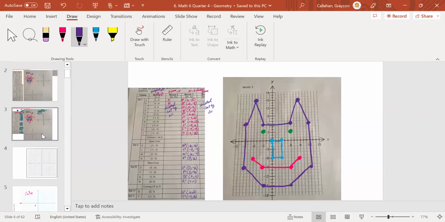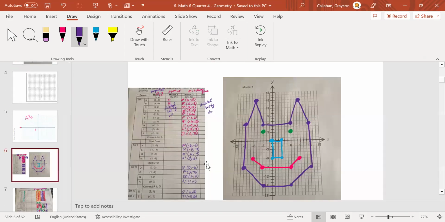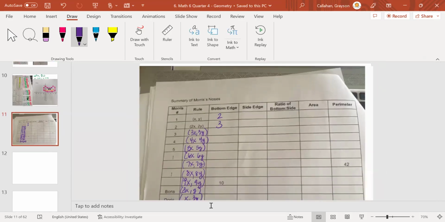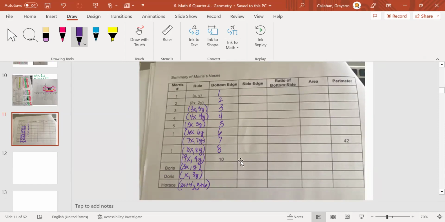Well, this is Morris 3. Where's my Morris 2? Oh, Morris 2. What about Morris 3? That's 1, 2, 3. Okay, but then if this, okay, then I don't understand how she got 10 for this one. So this is 1 unit, 2, 3, 4, 5, 6, 7, 8. How did she get 10 right there? Do you see that?